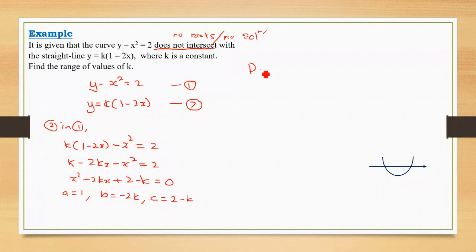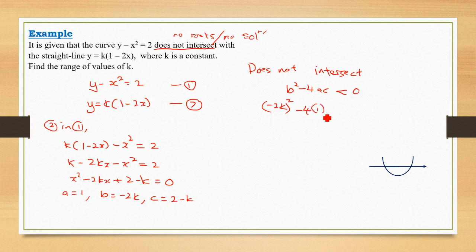The question says does not intersect. So what does that mean? Your b squared minus 4ac is less than 0. Does not intersect means no roots, and no roots means b squared minus 4ac is less than 0. So you already have your a, b, c, put it in. Negative 2k squared minus 4 times a times your c. So you have 4k squared, expand this, minus 8 plus 4k, less than 0.